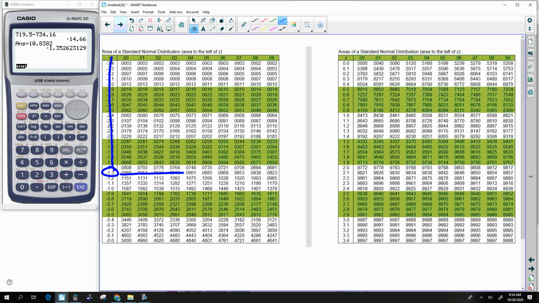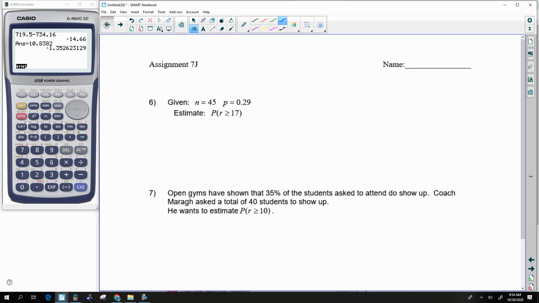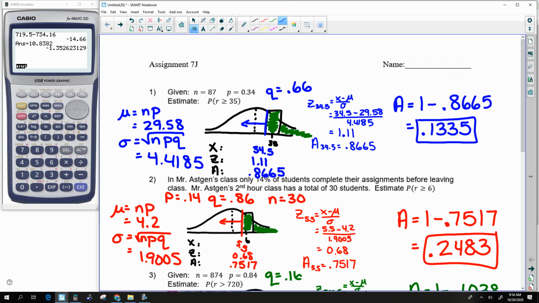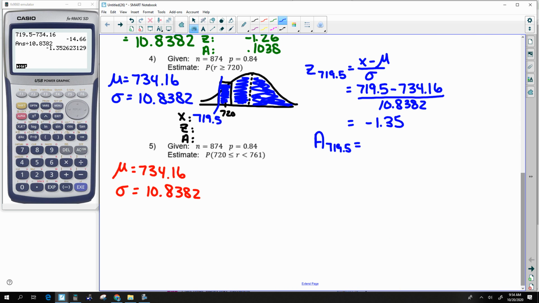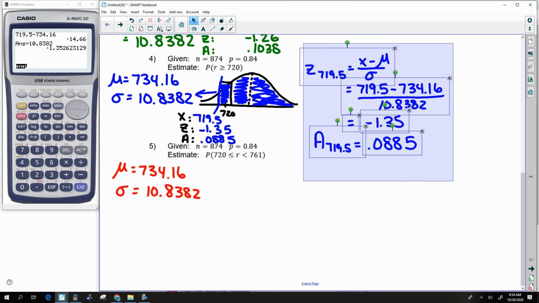0.1085. Note that that is the area to the left. In this situation, that is the area that I don't want. So this is, again, a problem that I'll have to subtract from 1.